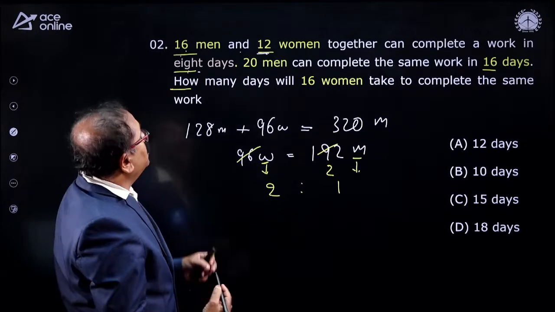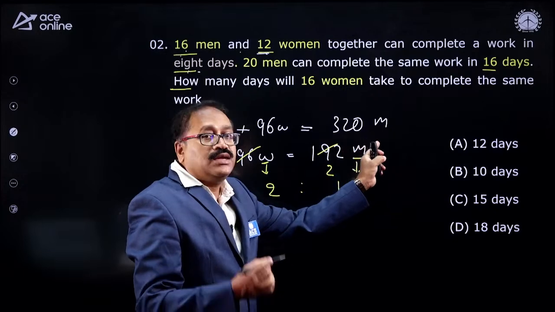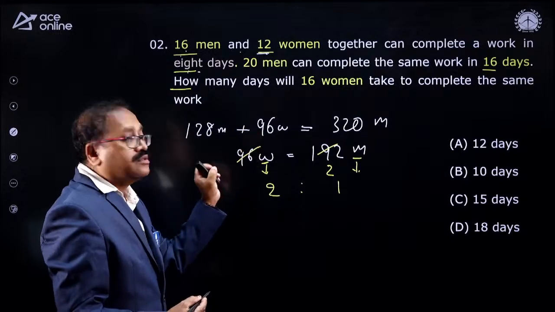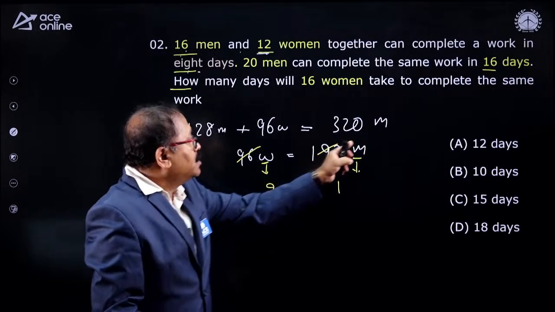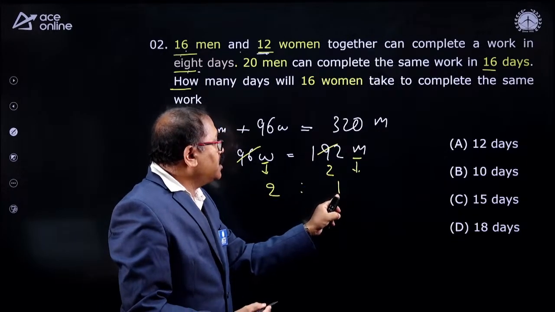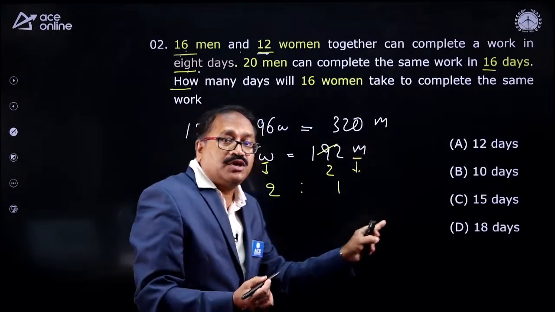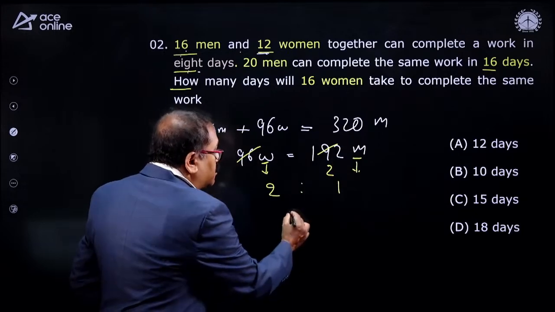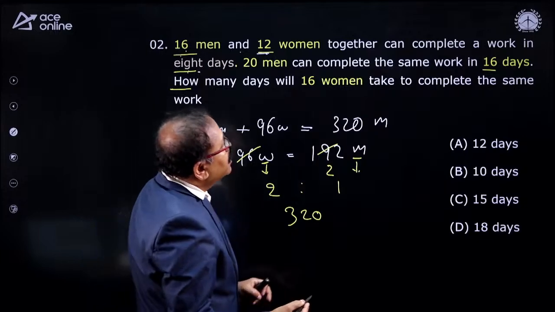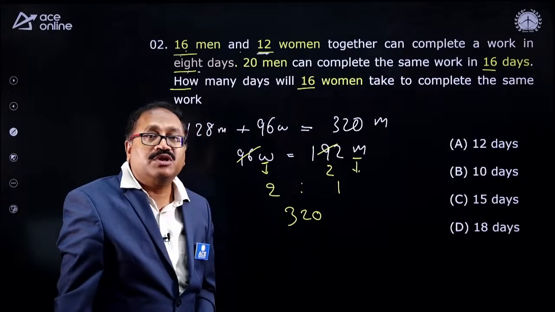Okay. Now, what is the volume of the work? Volume of the work, here you can take, it's easy because here there are 2 factors, 128 men and 96 women. So better take the total work from this side. 1 man, what is the efficiency? The 1 man efficiency is 1. Then 320 men, so 320 is the volume of the work. This volume of the work has to be completed by how many women? 16 women. It will take how many days?